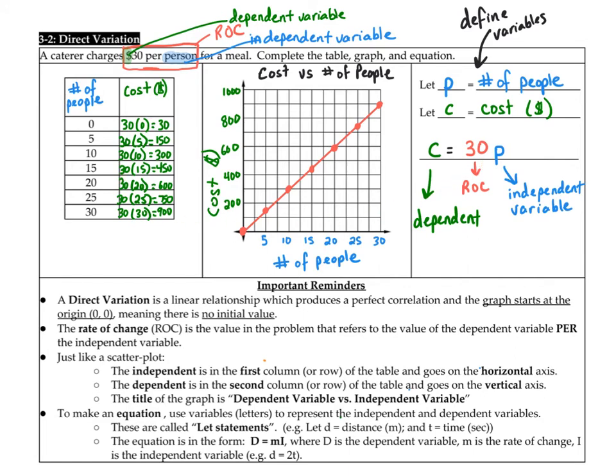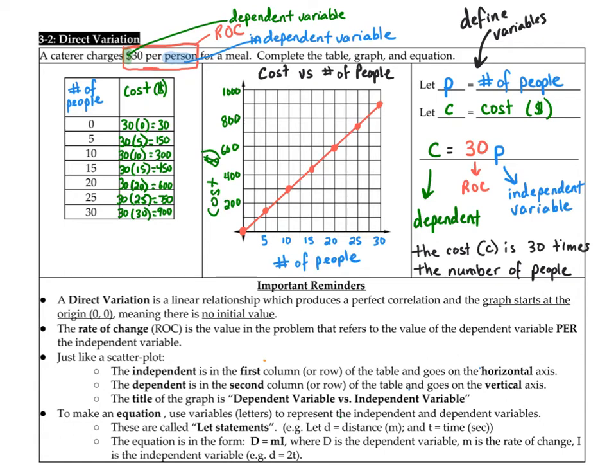So what this is saying is that the cost, which is C, is $30 times the number of people. So in a direct variation, that is how you make a table, a graph, and an equation. And when you make the graph, please make sure you use graph paper.